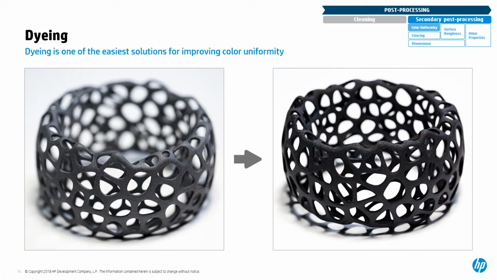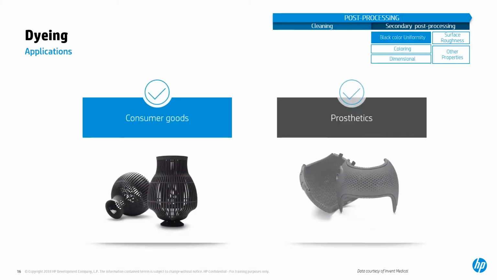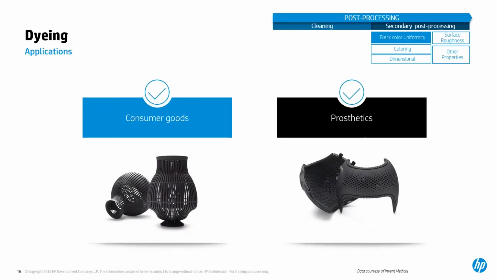But for example, in the case of the dye, this is an operation that could be performed in the 540 platform because it has white parts, but also in the 4200, as we will see in a few minutes. So the dyeing is a process that is recommended for consumer parts because it's providing this homogeneous look and feel, but it could be also used, for example, in prosthetics, because in this case, the color wear resistance will be a requirement.